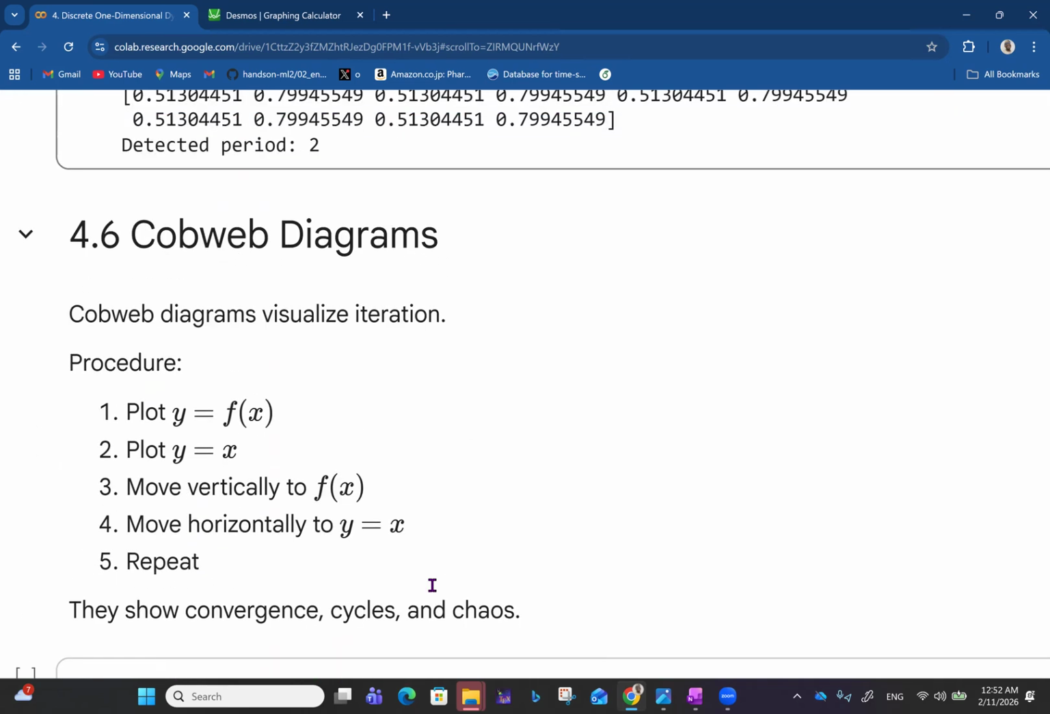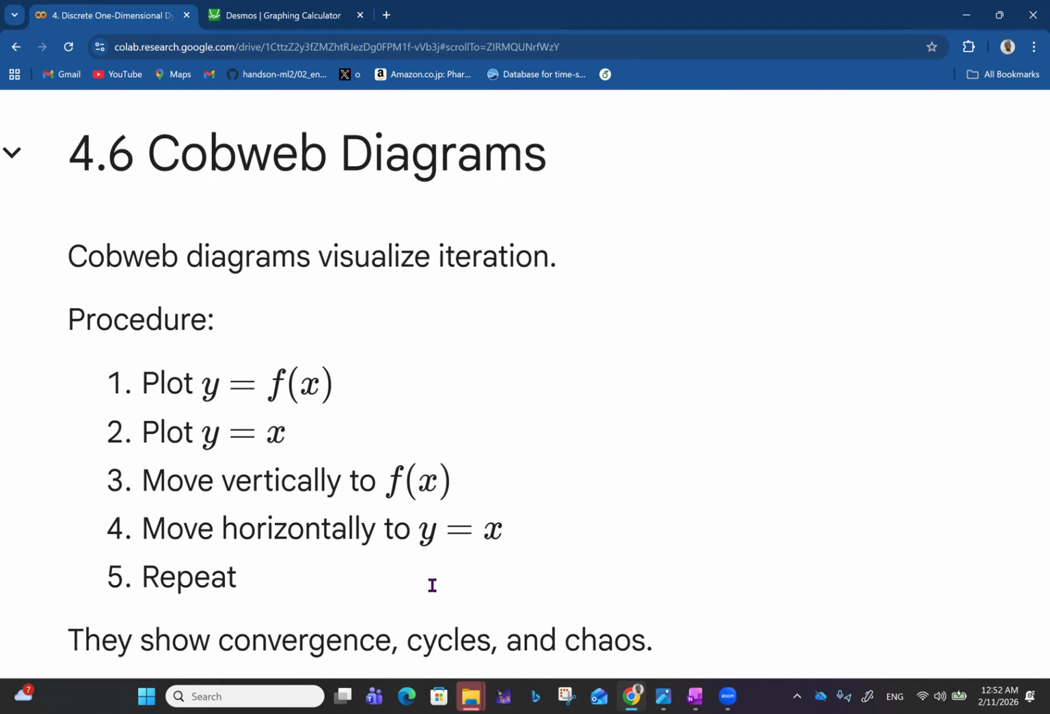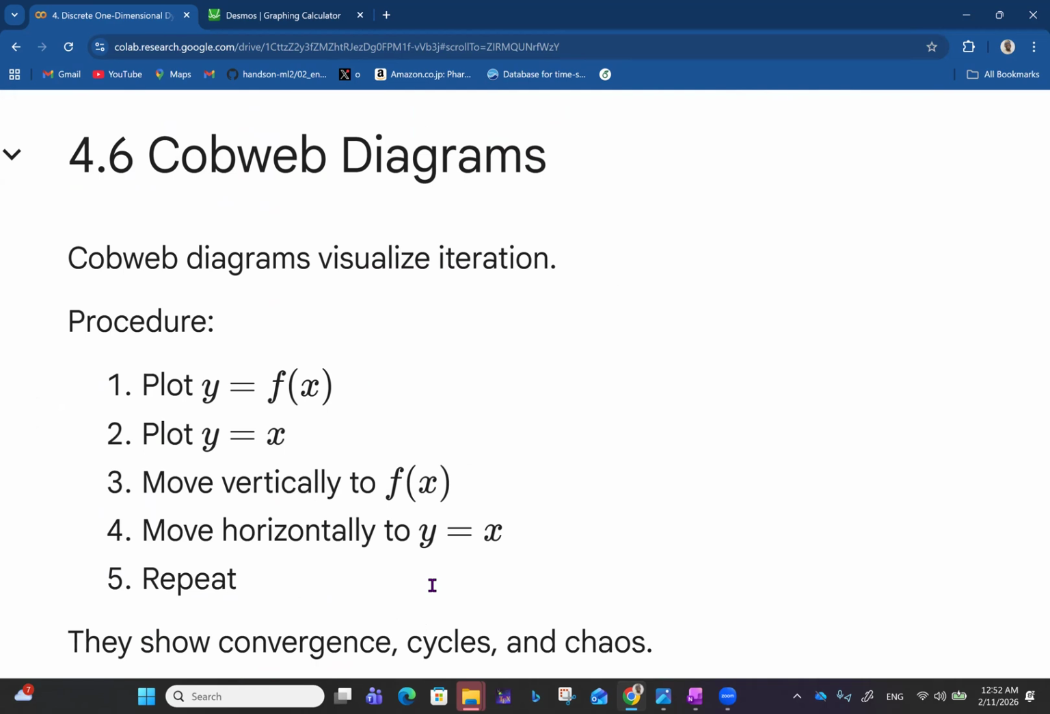Now we have the cobweb diagrams. Cobweb diagrams are very popular in discrete systems. They visualize iteration. What we do basically is plot y equals f of x, and then also plot y equals x. Then you move vertically to f of x, then horizontally to y equals x, and repeat like that. They show convergence, cycles, and chaos.